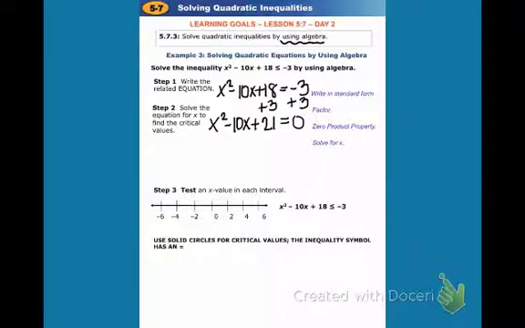Now if you use the AC method, that's fine. A times c would be 21. So we think of factors of 21 that add up to negative 10, and I can think of negative 7 and negative 3. And so we rewrite that middle term as minus 7x minus 3x, or vice versa, and then plus 21. We wrote that as a 4-term polynomial so that we could then split it up and factor by grouping.